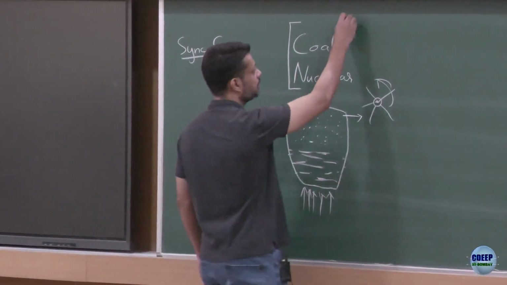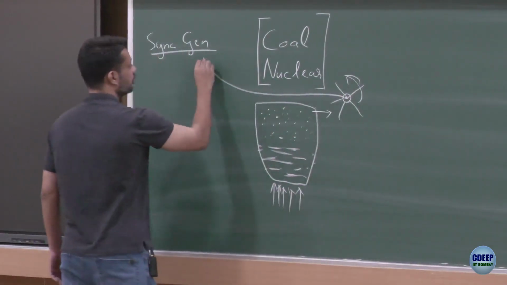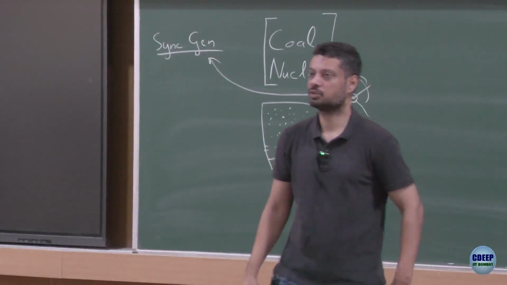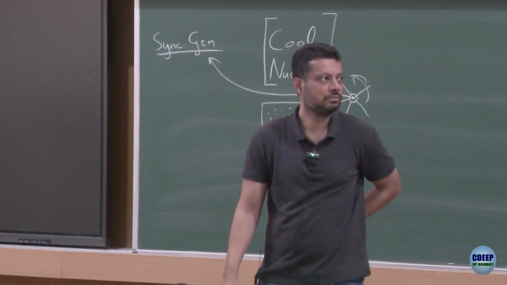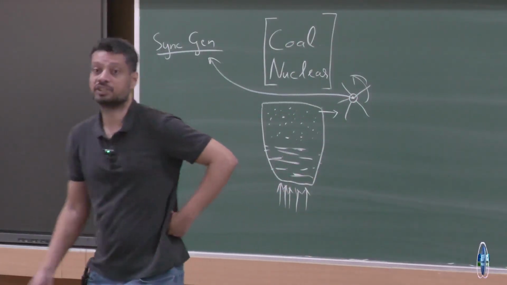This is for coal and nuclear. Here you use a synchronous generator. What is the other source? What was the other predominant source in the list we saw? Yes, last lecture we saw a list, right? What are the other sources other than... there was gas.